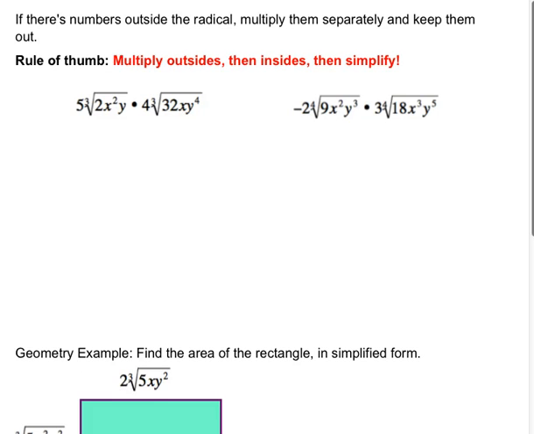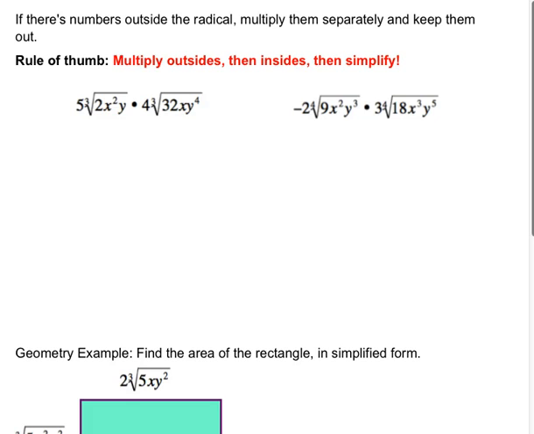All right, so here, if the numbers are outside the radical, multiply them separately and keep them out. I actually already kind of mentioned this. This is my general rule of thumb: multiply outside, then insides, then simplify. That's the general process I'm going to want you going through when you're solving these problems.